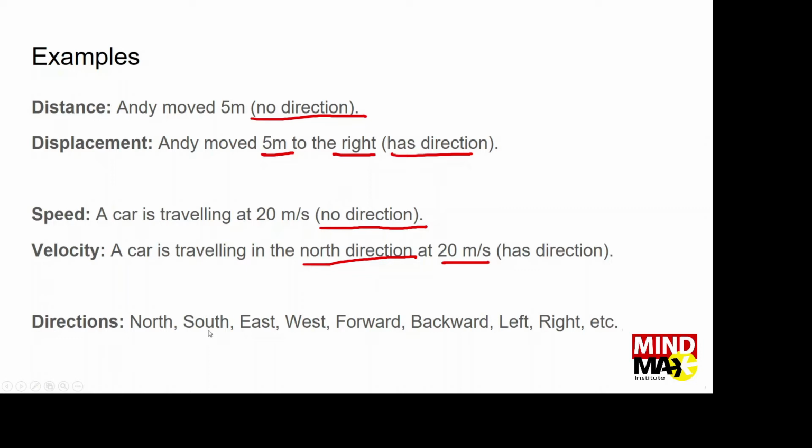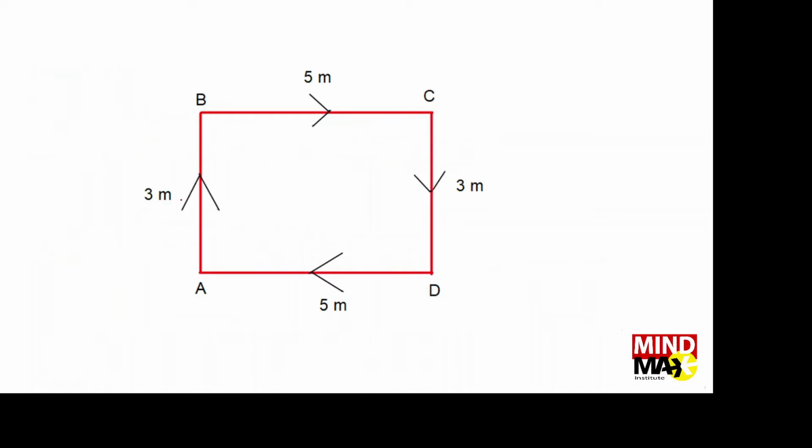The directions could be north, south, east, west, forward, backward, left, right, etc. You know the things. So this basically explains to us what the proper difference between distance and displacement is. So in here, as you can see, if a person starts moving from A, that person moves 3 meters to the north, then 5 meters eastwards, 3 meters southwards, then 5 meters westwards back to A.